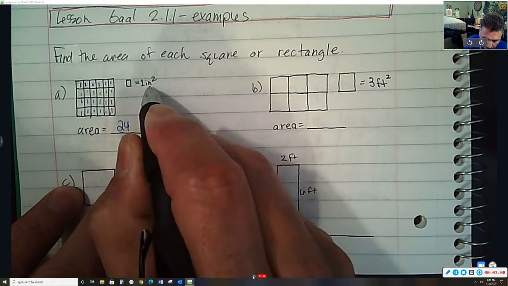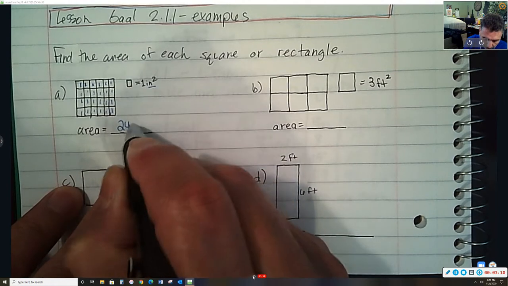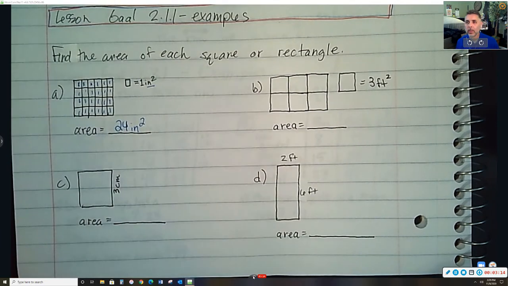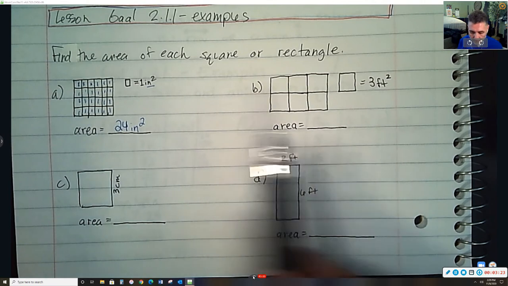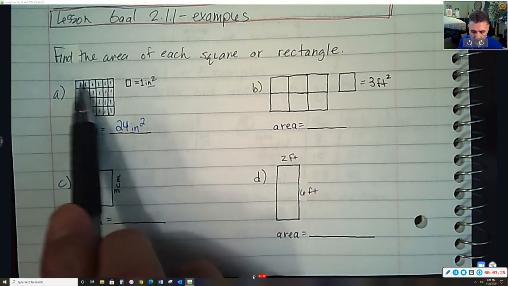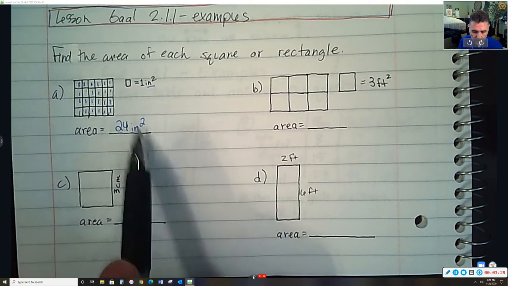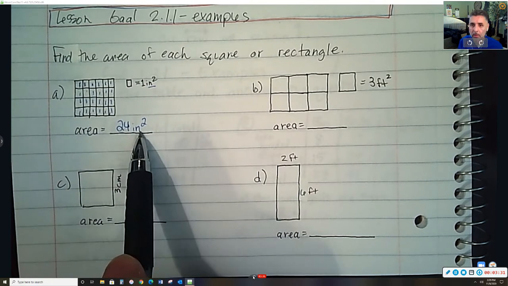So that's 24, and then don't forget, it is inches squared. It's the unit of measure. Okay, that's measuring inches, so don't forget the inches squared. Okay, so that would be the answer. That's the area. That's the amount of surface that's covered. 24 little blocks, and it's 24 inches squared.